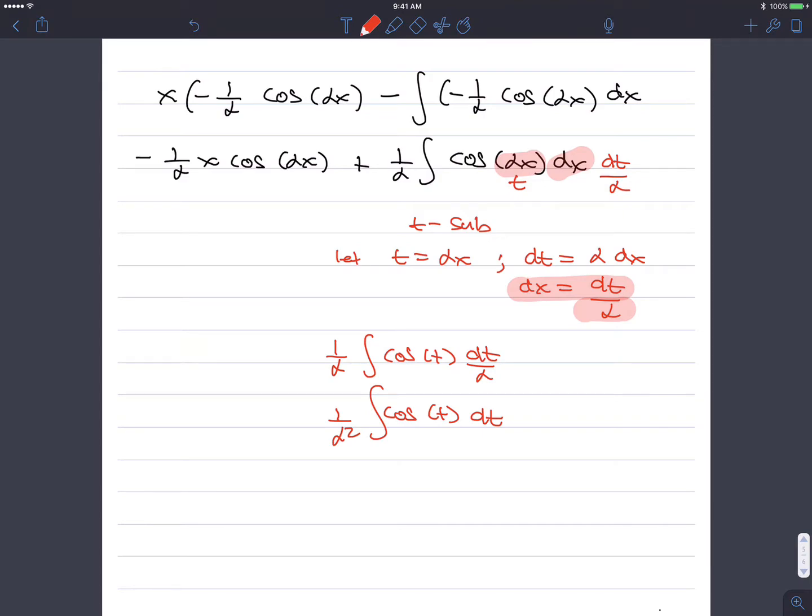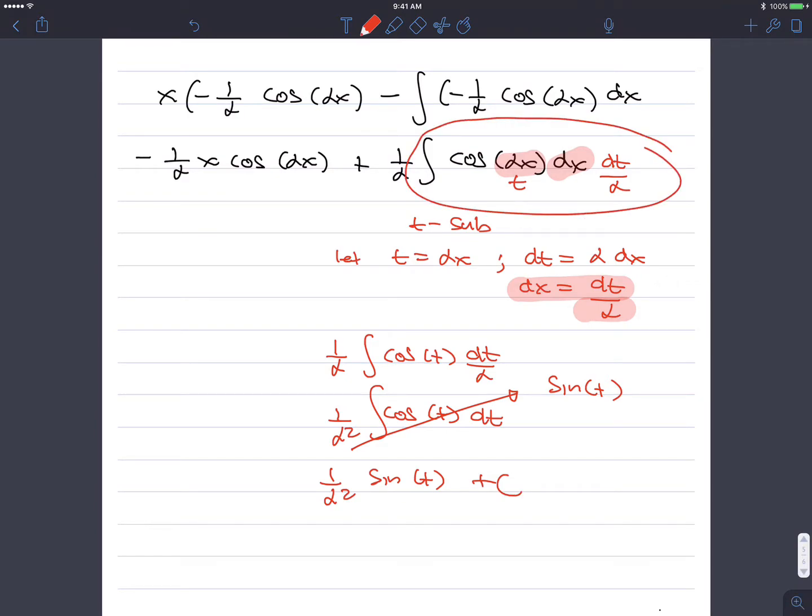Now the derivative of sine is cosine, so this integral is really sine of t. In other words, we get 1 over alpha squared sine t. And ultimately, we're going to add a constant, so this will be plus c. This is what I get when I integrate cosine alpha x dx. Now let's not forget, replace t with alpha x. Okay, we'll add our c at the end.